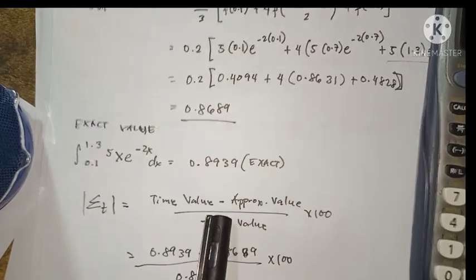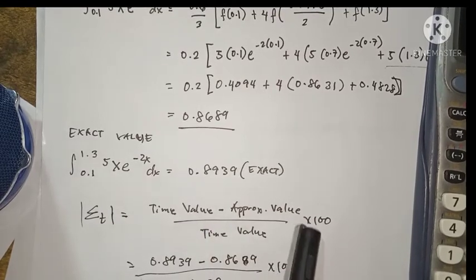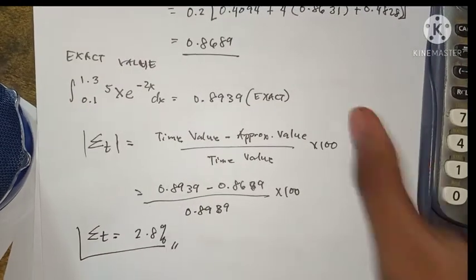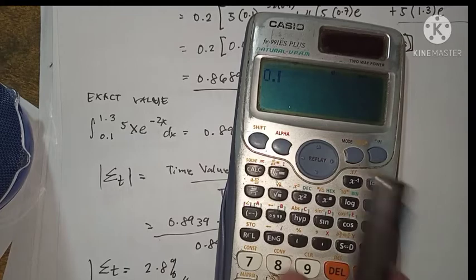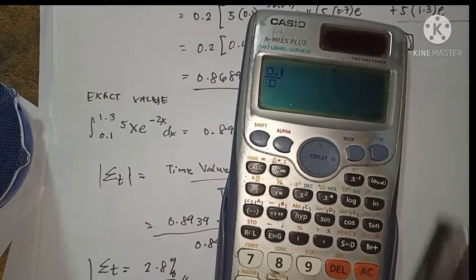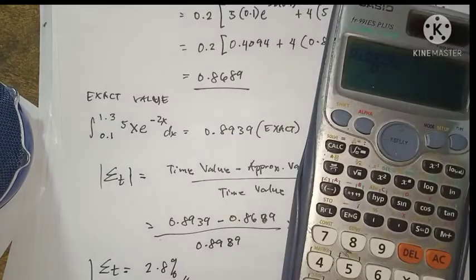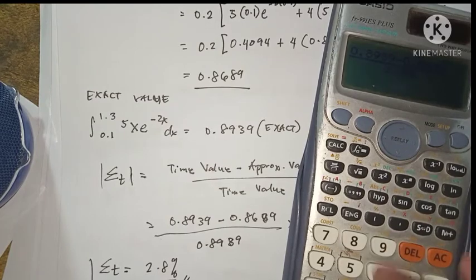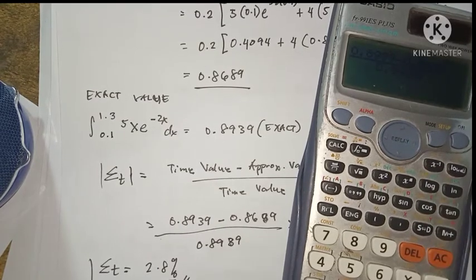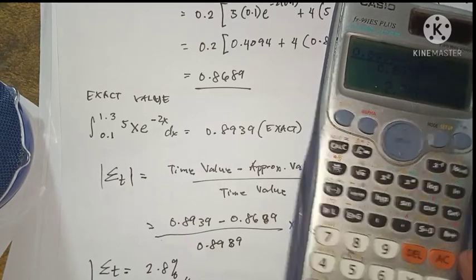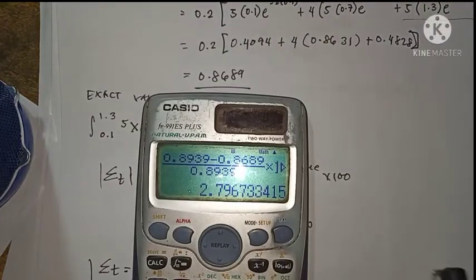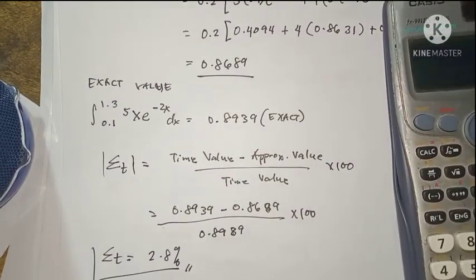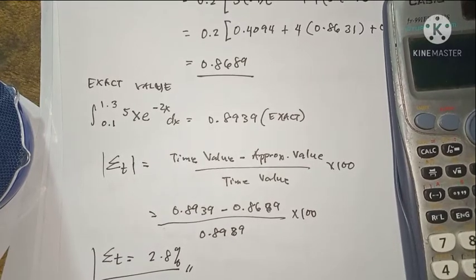To solve the percent error, true value minus approximate value over true value times 100. So substitute: 0.8939 minus 0.8689 over 0.8939 times 100. The answer will be 2.7967 or 2.80%. This is the answer for problem number 2 in multiple choice.